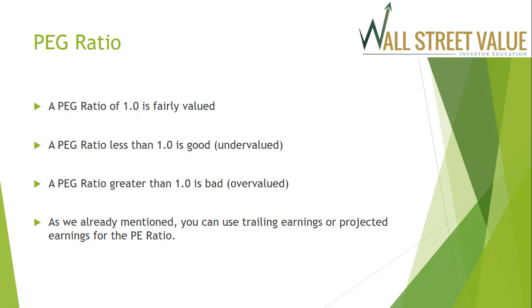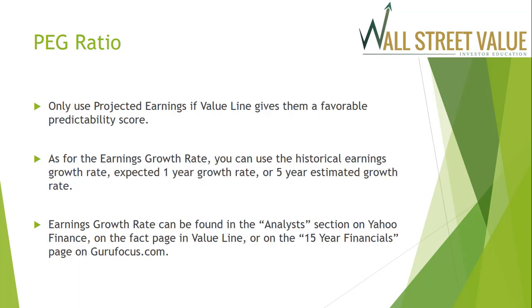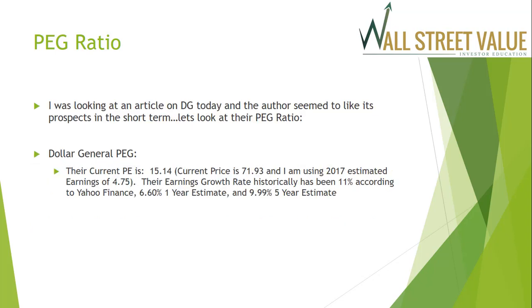As we've already mentioned, you can use the trailing earnings or projected earnings for the PE ratio, and only use projected earnings if Value Line gives them a favorable predictability score. I usually set my limit at 85. As for the earnings growth rate, you can use the historical earnings growth rate. You can also use the expected 1-year growth rate or the 5-year growth rate, or you can add them all together and take the average if you'd like. Earnings growth rates can be found in the analyst section on Yahoo Finance and on the fact page on Value Line. You can also find them in the 15-year financial section on GuruFocus.